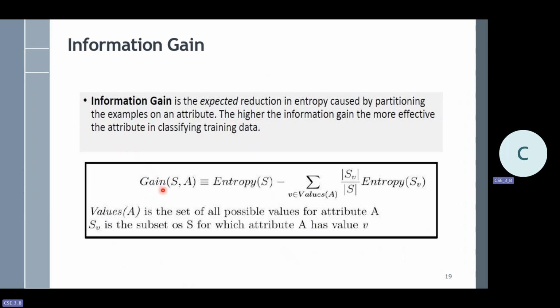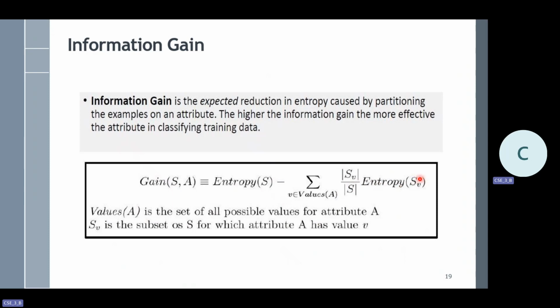So we are calculating the gain of an attribute related to the entire data set, that is equivalent to the entropy of the entire data set minus the summation of the values related to an attribute altogether. We multiply this with the ratio, or we can say the proportion of the examples, for the attribute values we are considering. That is related to the overall training set, then the entropy of that particular attribute.